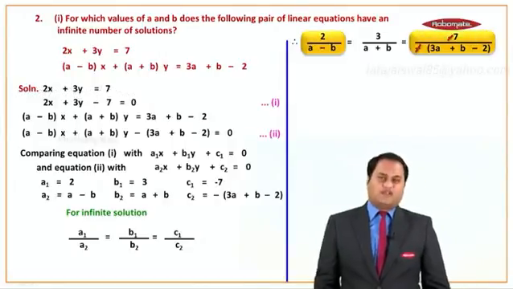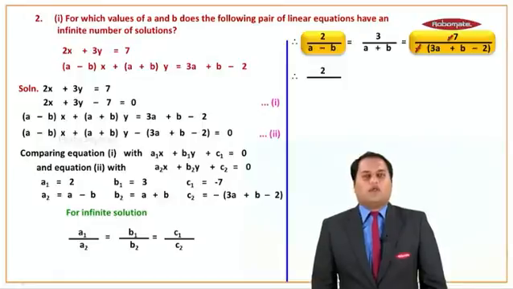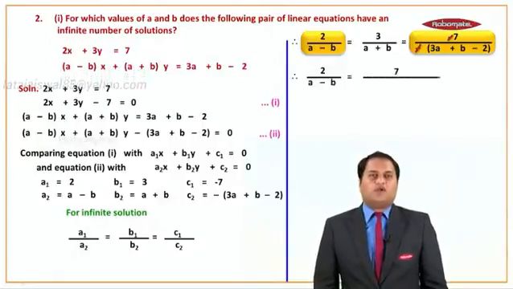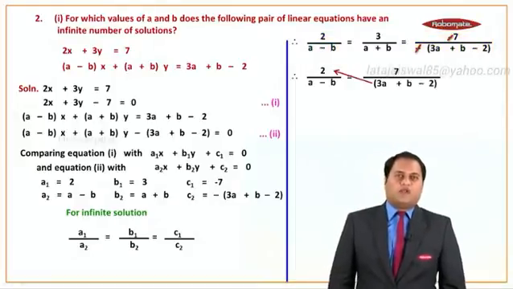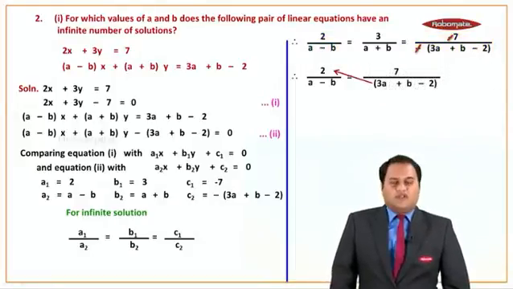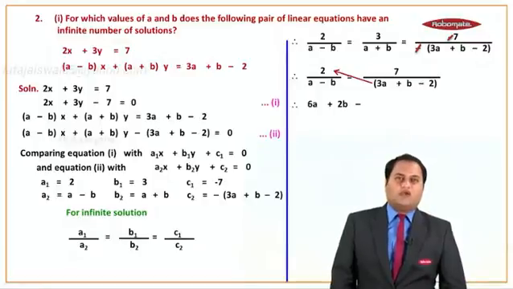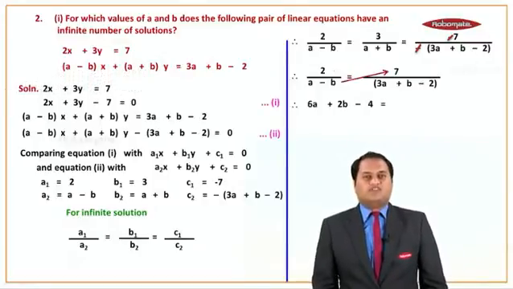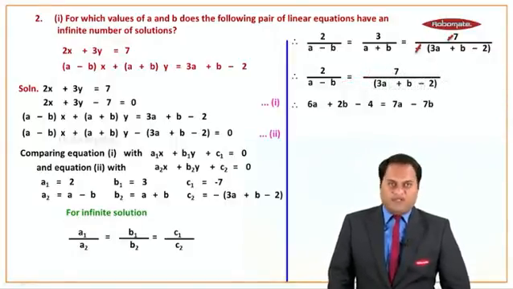Let's first take the first and the third ratio. What do we get? We get 2 upon a minus b is equal to 7 upon 3a plus b minus 2. Now let's cross multiply. 2 into (3a plus b minus 2): 2 into 3a will give you 6a, 2 into b will give you 2b, and 2 into minus 2 will give you minus 4. Is equal to 7 into a will give you 7a, minus 7 into b will give you 7b.